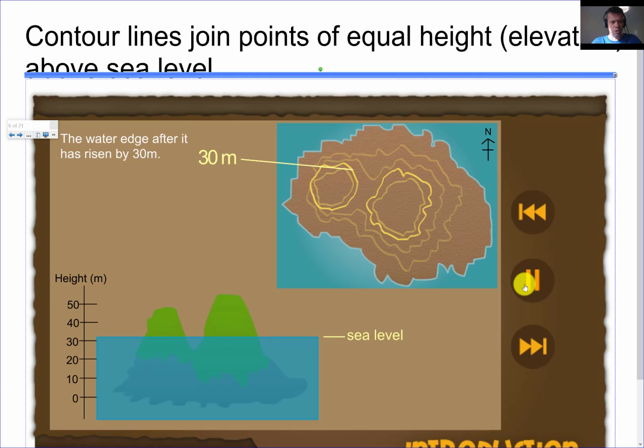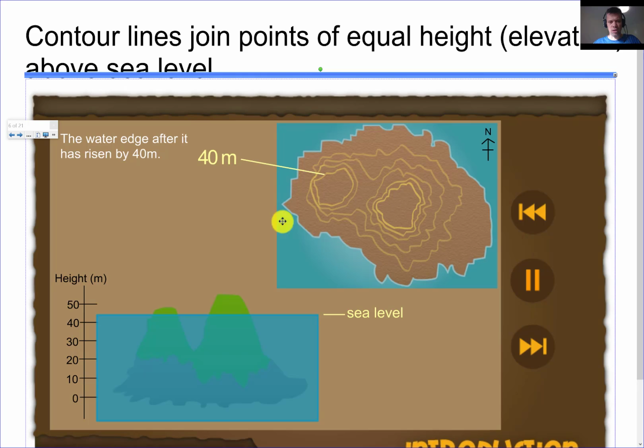So this is what would happen under rising sea levels, but we're just using this to show how the contour lines actually look on a map. So you can see that on this map now we have two distinct mountains and we have a set of 5 contour lines. So 50 meters at the top, 0 meters on the bottom, 10, 20, 30, 40.